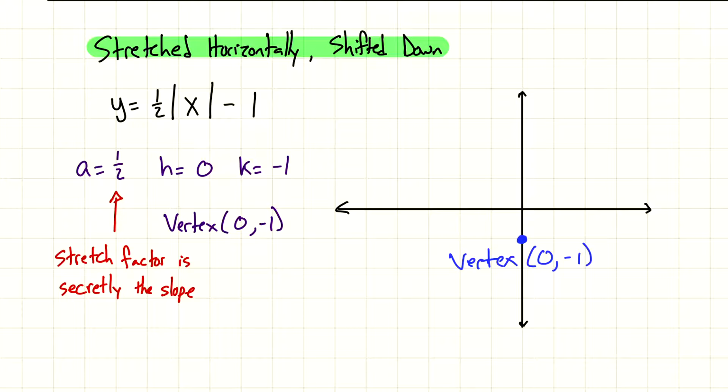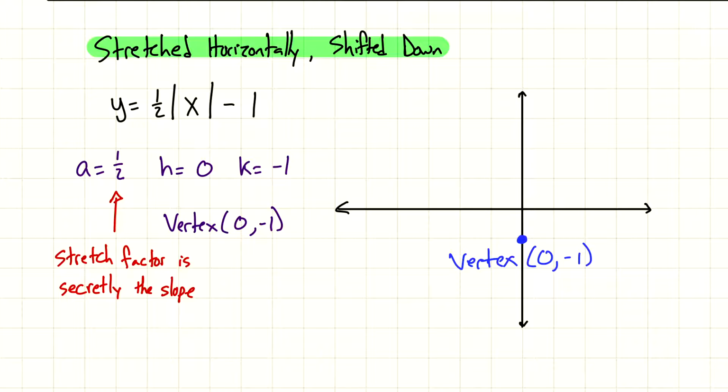Here the h value is 0, because there's nothing being added or subtracted inside the absolute value bars. We're looking only inside here, and so that means h is equal to 0. I do see on the outside I have a -1, which means our k value is -1. When we put those together, that gives us our vertex of (0, -1), which I've already plotted for us. Remember, 0 is talking about the x-axis, and -1 is talking about the y-axis. So make sure you understand how to plot those points.